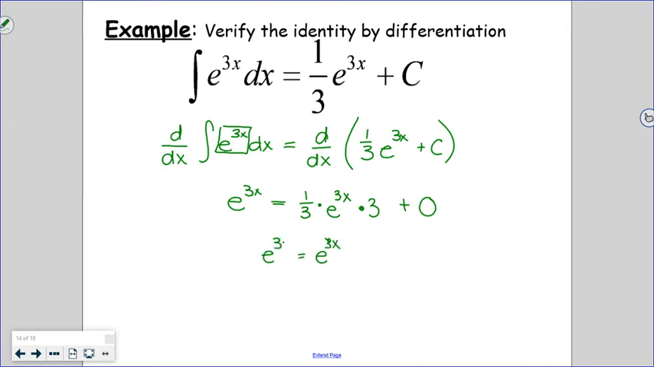And I get to that e to the 3x equals e to the 3x, verified. Both sides end up equivalent. Not a ton of work. Start by showing you're differentiating both sides, like one step of work, and that they end up at the same thing.